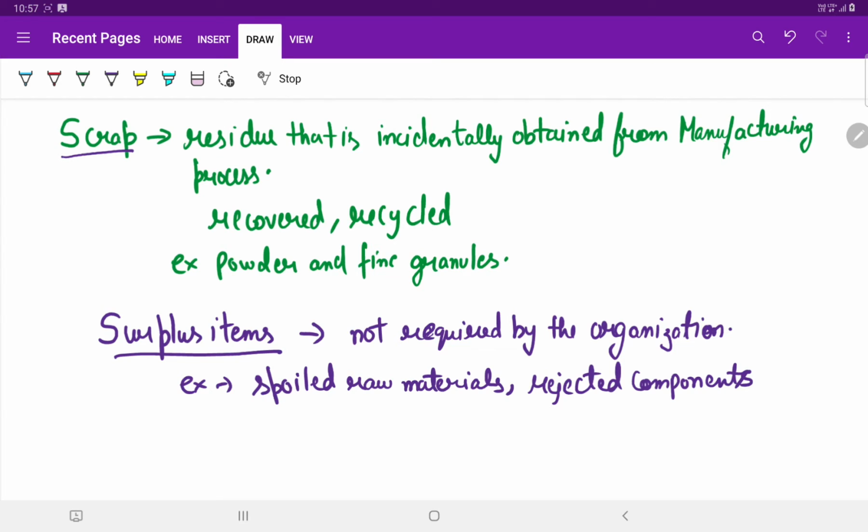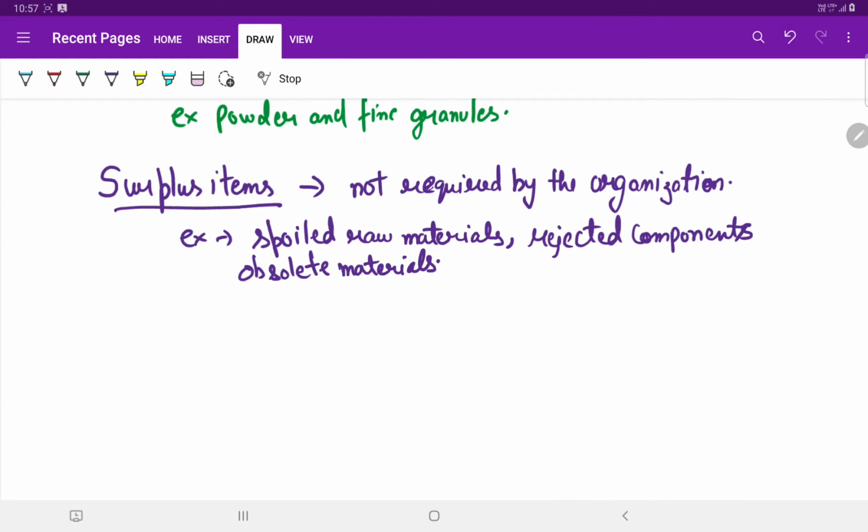It also contains obsolete material. So what is this obsolete material? We shall be discussing it at later stages. So in a drug store, the expiry date goods come under this category.